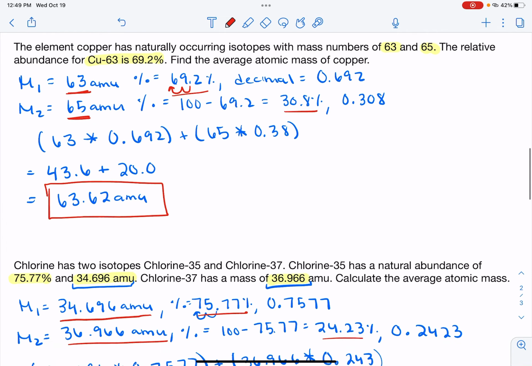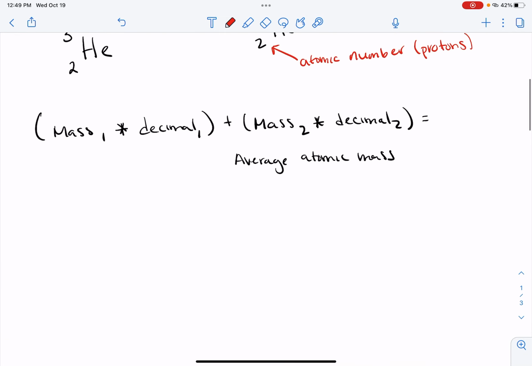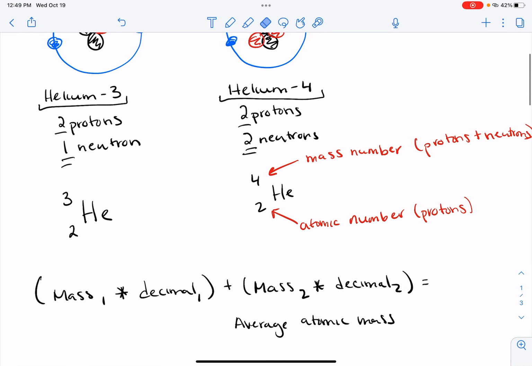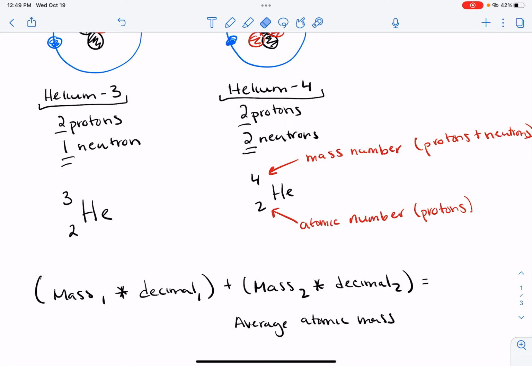Okay, so we've gone over how to calculate the average atomic mass. We've also gone over the difference between isotopes. They're atoms of the same element with the same protons but different neutrons. We also went over the isotope symbol and how that shows the mass number, which is protons and neutrons, on the top, and the atomic number on the bottom.